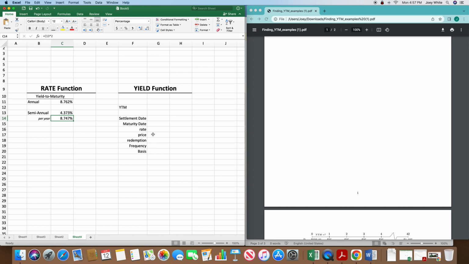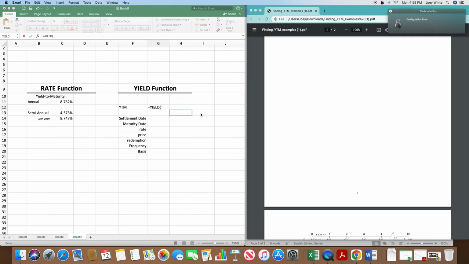All right, so I'm going to go here. I'll do equal sign, yield, and then open parentheses. Again, we have a settlement date, a maturity date, a rate, which in this case is the coupon rate, not the yield to maturity. PR stands for the bond's price. Redemption, again, is 100 unless you expect there to be some default, which we're not. And then frequency, the number of periods it pays, and then of course the basis.